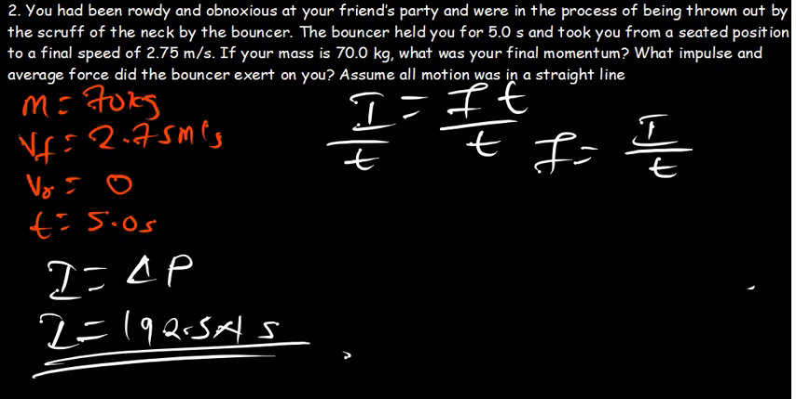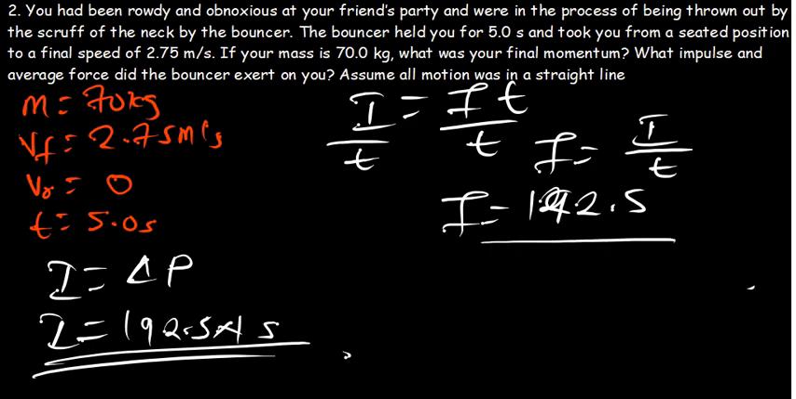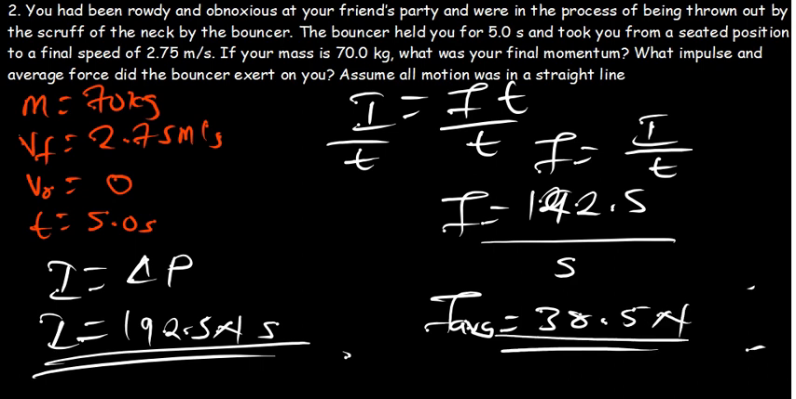Now I know that my force will be equal to the impulse, which is 192.5. The time we have been told is 5, so I divide this by 5. 192.5 divided by 5, I'm getting 38.5. So my average force will be 38.5 newtons. So that is it for question 2.